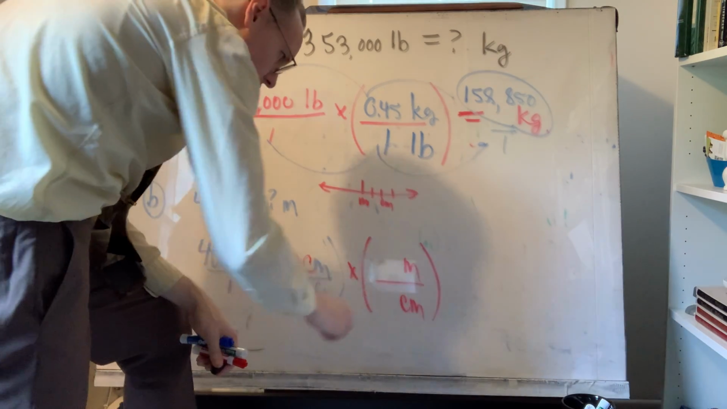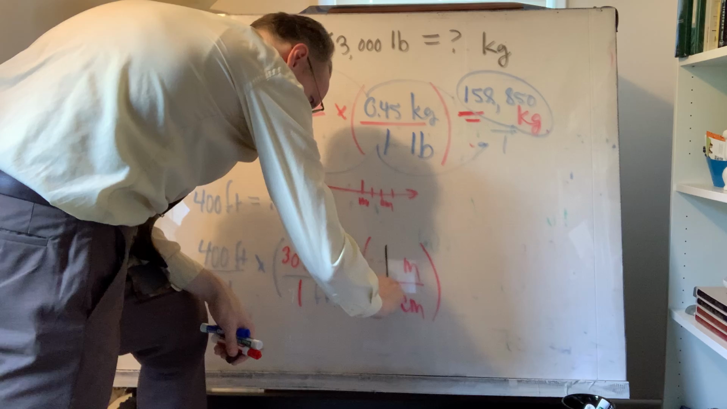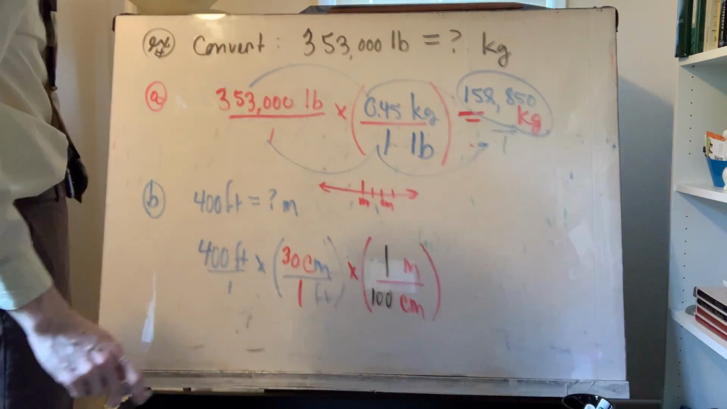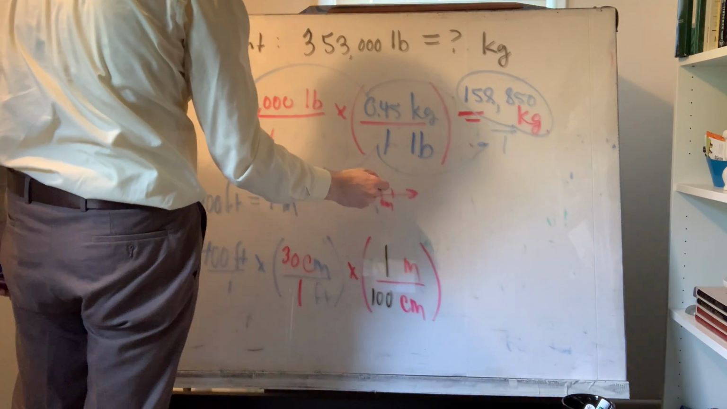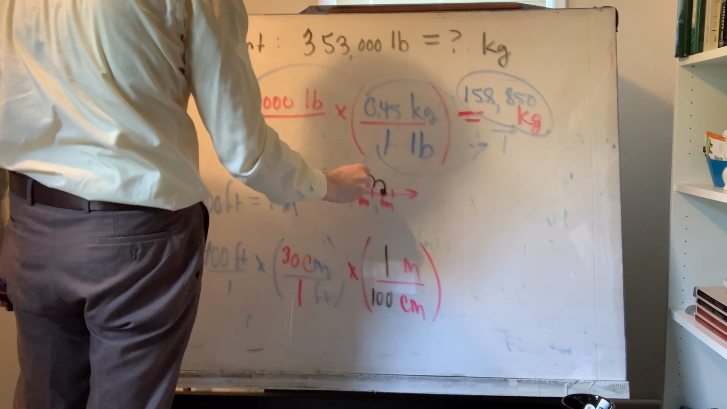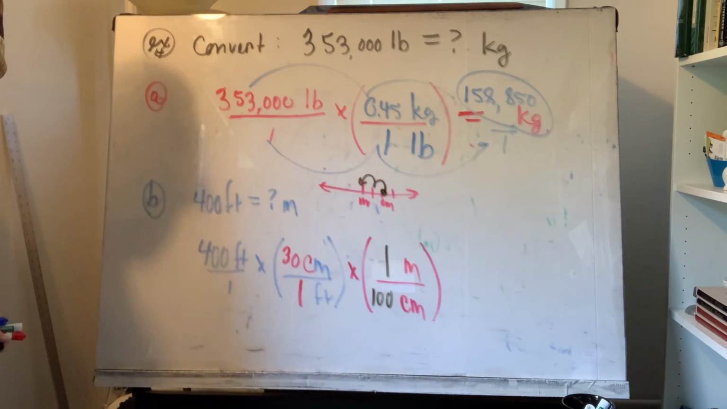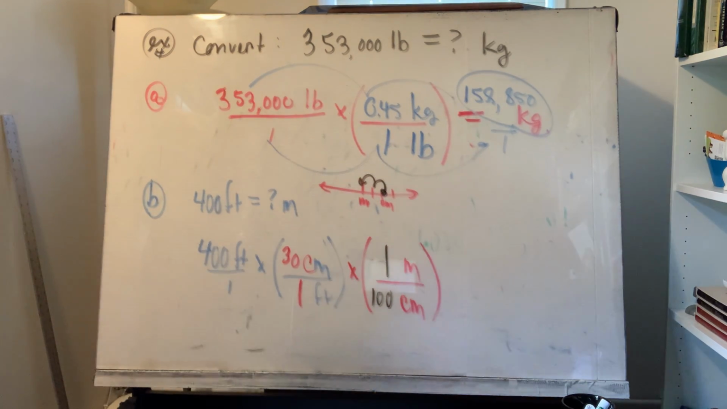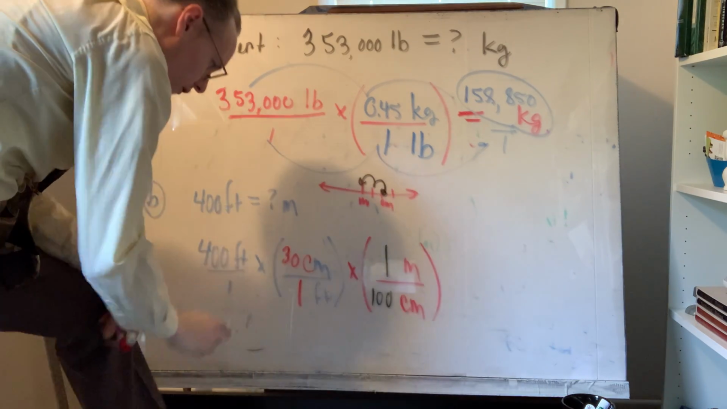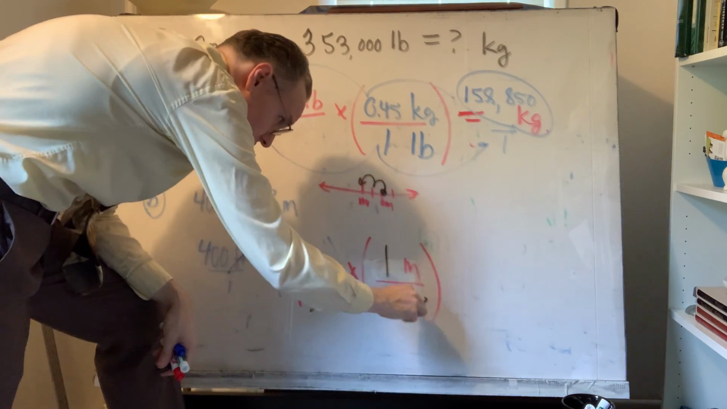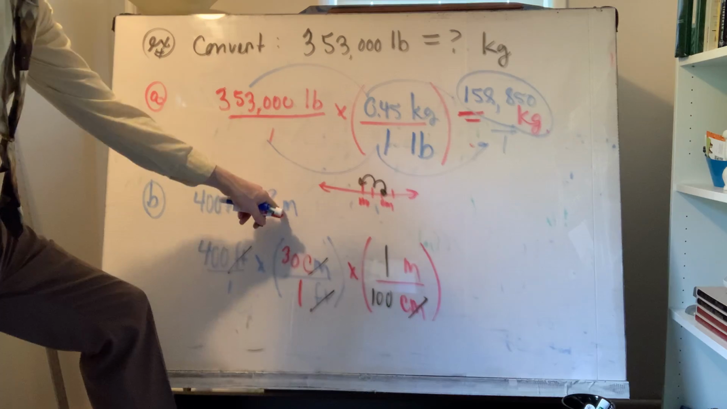Or vice versa. 1 meter is 100 centimeters. So we could rig it that way, rather than, when we get to this point, converting it by moving the decimal place. It's the same process. Anyhow, this machine is good to go. Feet would cancel feet, centimeters would cancel centimeters. You're left with meters, which is what it's asking.